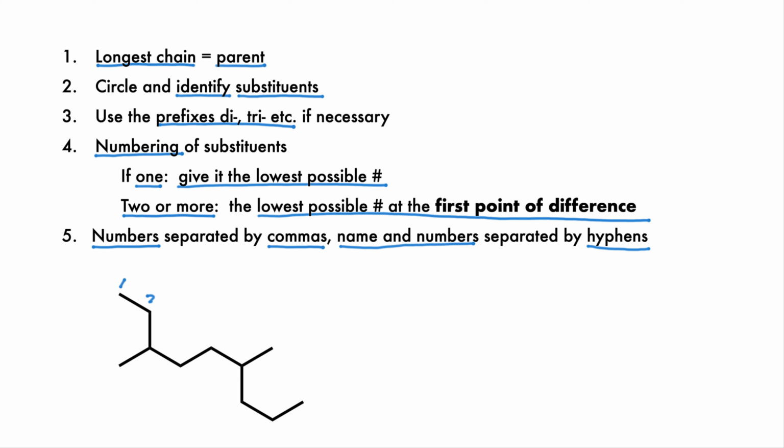In our example, the longest chain snakes through the molecule and is 9 carbons long. So the parent is nonane. The parent name is always last. We have 2 methyl substituents, so this is a dimethylnonane. Notice it's all one word.